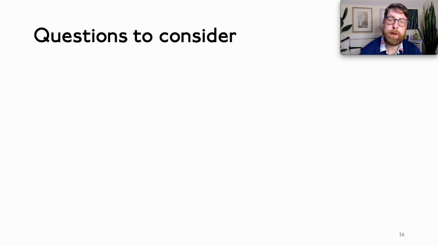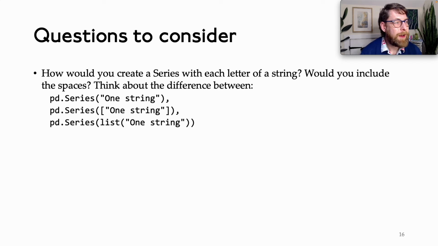So, some questions to consider before we move on. Just a little bit of refresher review, and a way for you to do some of this yourself, in addition to any exercises you might find in the course text or in the back of the book. So first, have a think of these. How would you create a series with each letter of a string? Would you include the spaces? And think about the differences below. Is the one string going to be different than if we create it in a list? Is it going to be different than if we say list for one string? What if we went for character in string, add to the series? Have a look, and which one do you think will create a series with each letter of a string as its own row?